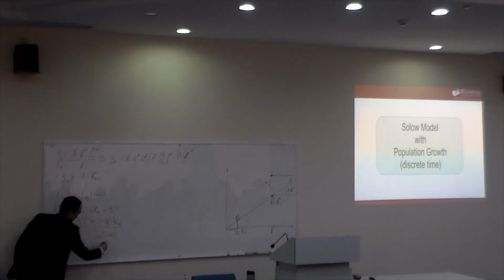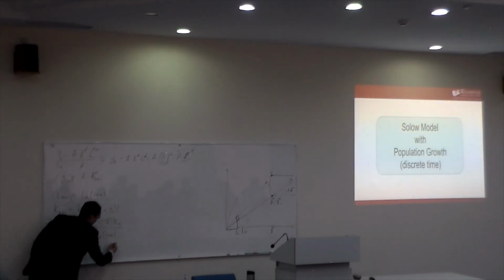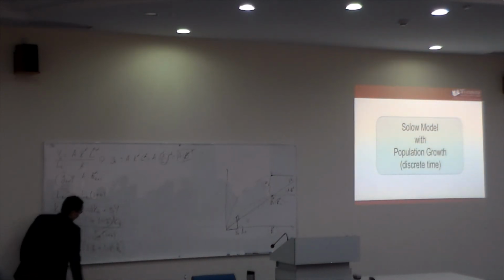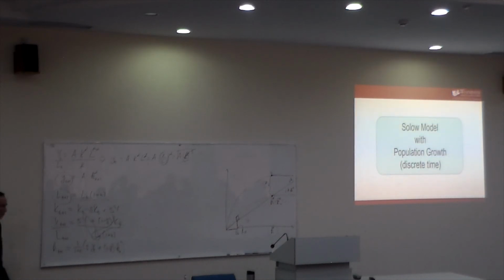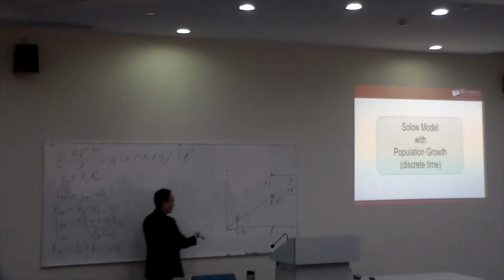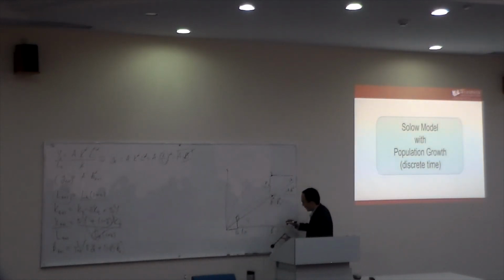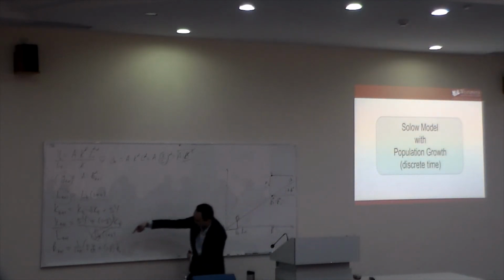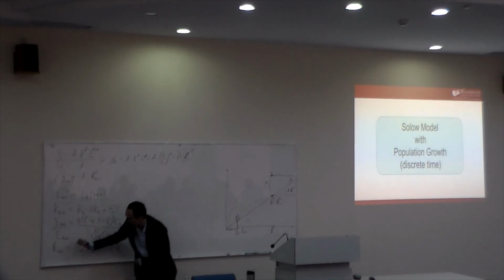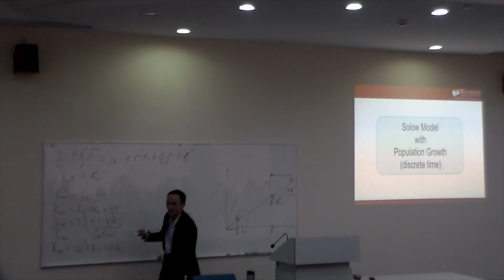plus (1 minus depreciation rate) times per capita capital. Okay? We got this equation. And still, when population is growing, we are interested to find this point, the steady state level. In order to do that, we should know this change. So now from this equation, we have to subtract both sides by k_t per capita.